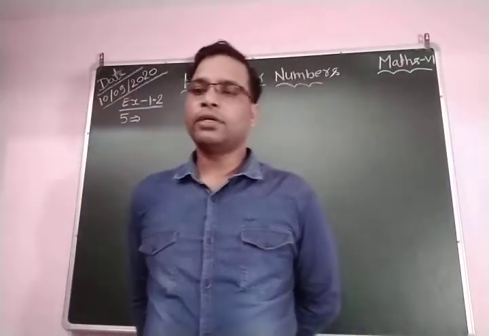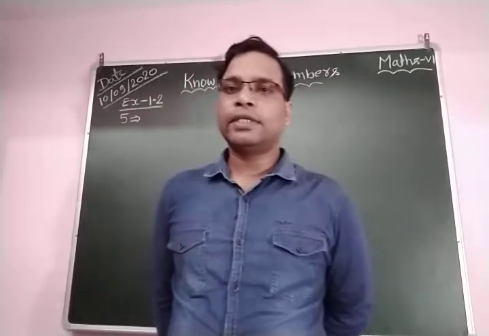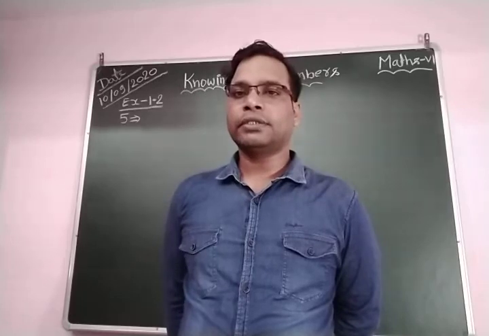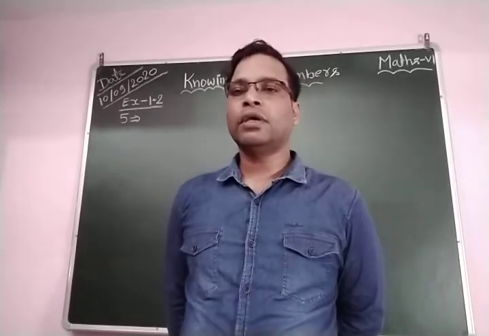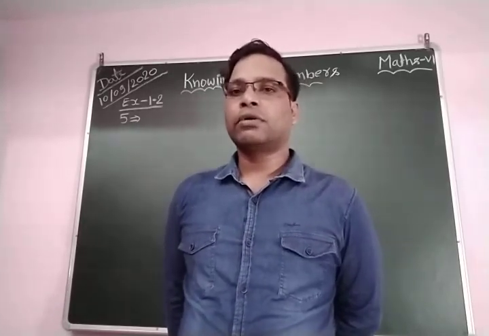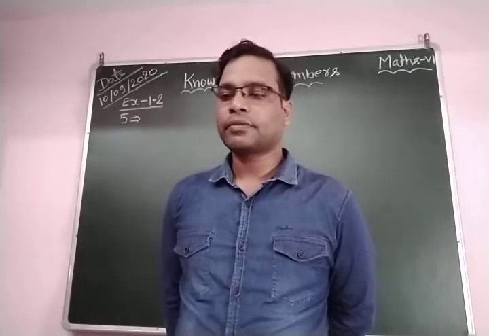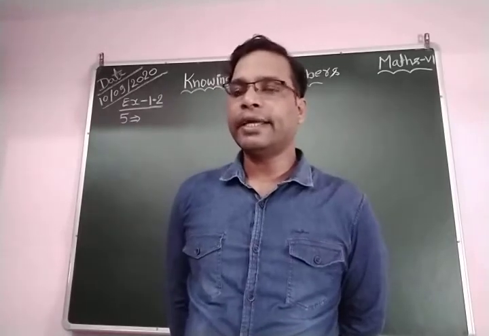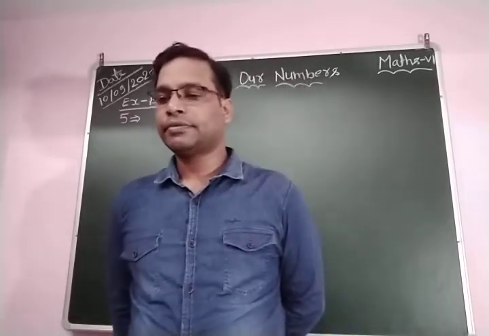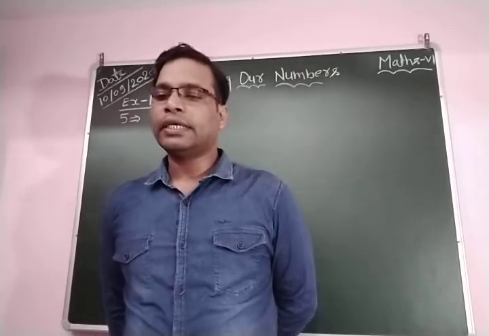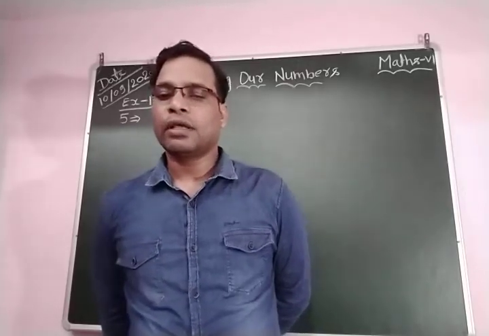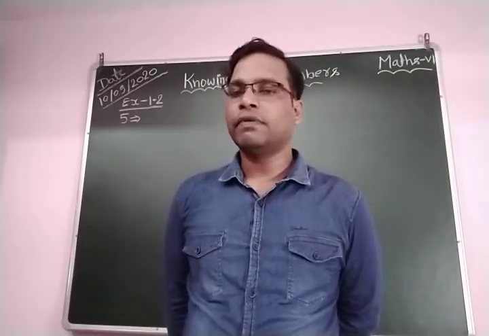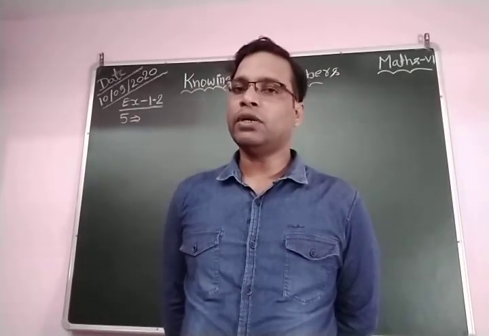Good morning, students. Today we are going to discuss chapter 1, Knowing Our Numbers, exercise 1.2, question number 5. Question number 5 says: find the difference between the greatest and the smallest 5-digit numbers that can be written using the digits 6, 2, 7, 4, 3, each only once.